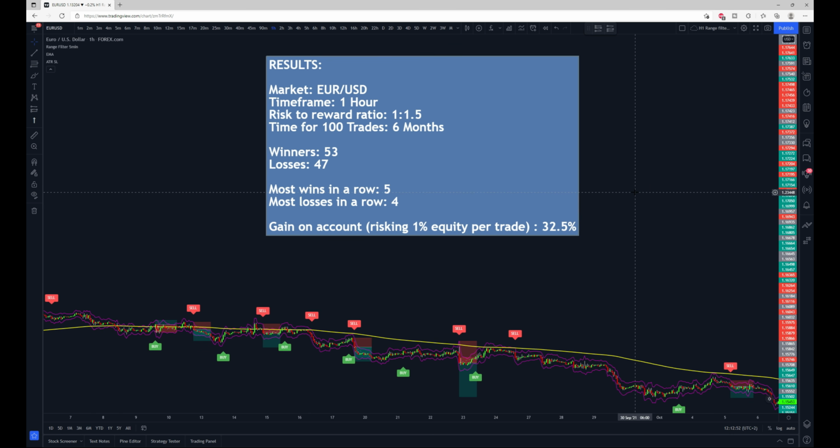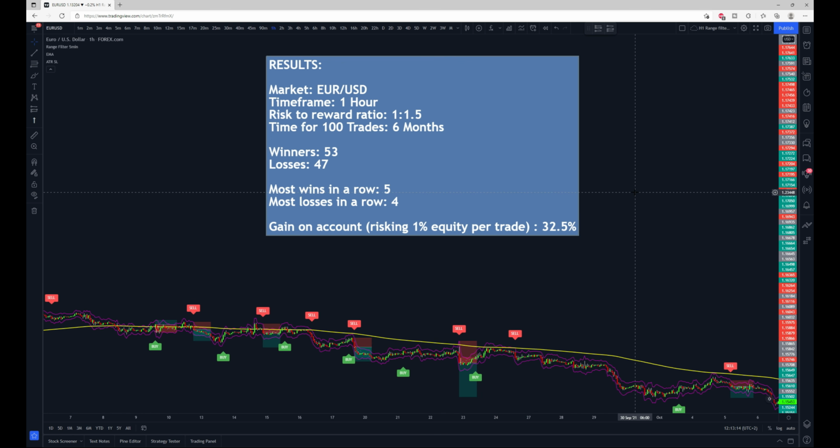All right, the results are in after the 100 tests, and they're pretty good, so let's check it out. This was done on Euro against the US dollar, 1 hour time frame, using a risk to reward ratio of 1 to 1.5. The time for 100 trades was 6 months, and there were 53 winners and 47 losses. The most wins in a row was 5, and the most losses in a row was 4.